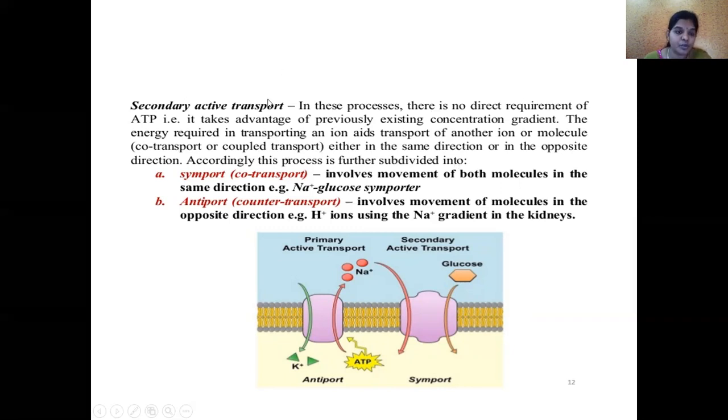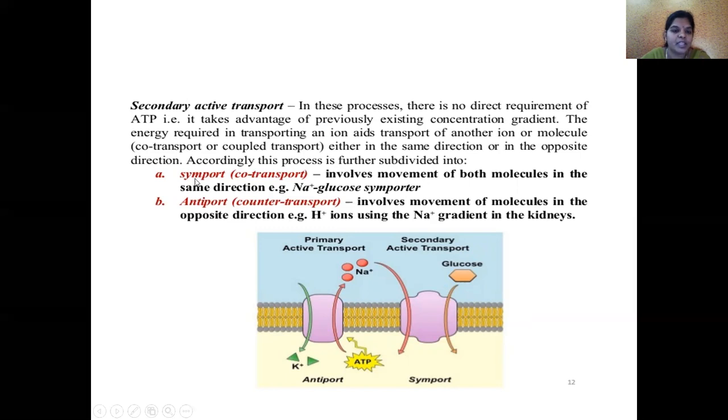First, we would like to know what is secondary active transport. Primary means they have the capability of moving ions in only one direction. But in case of secondary, see here, no direct ATP requirement is there, and it has the ability of co-transport or coupled transport, either in the same or opposite directions, so it is capable of moving ions in more than one direction. In case of primary, they transport ions in only one direction.